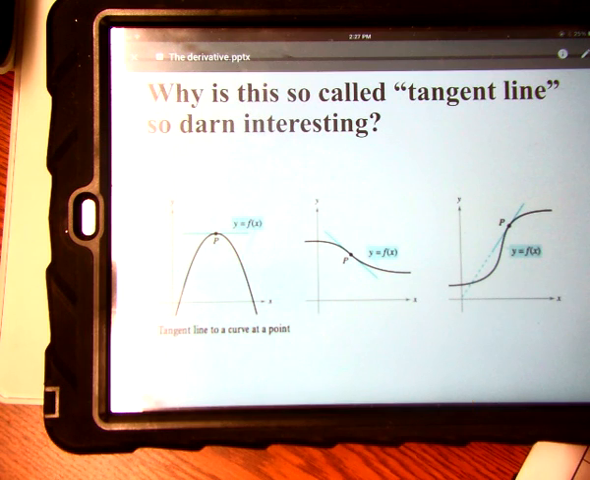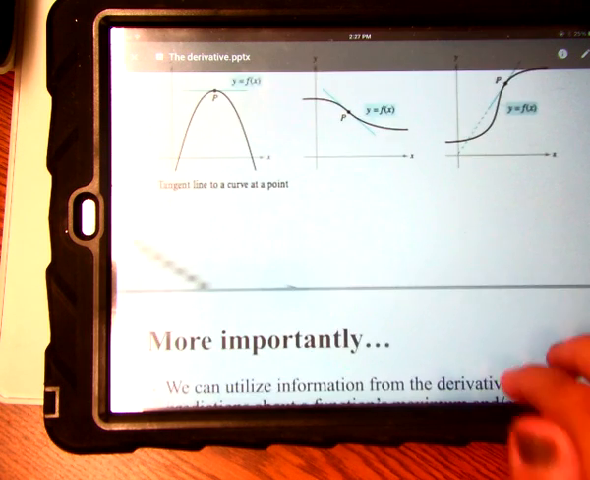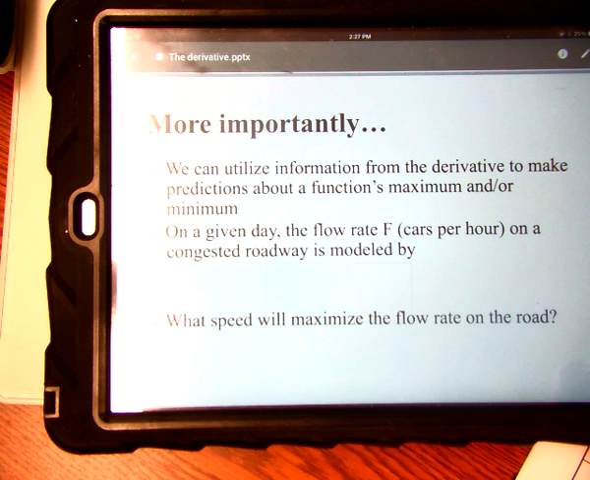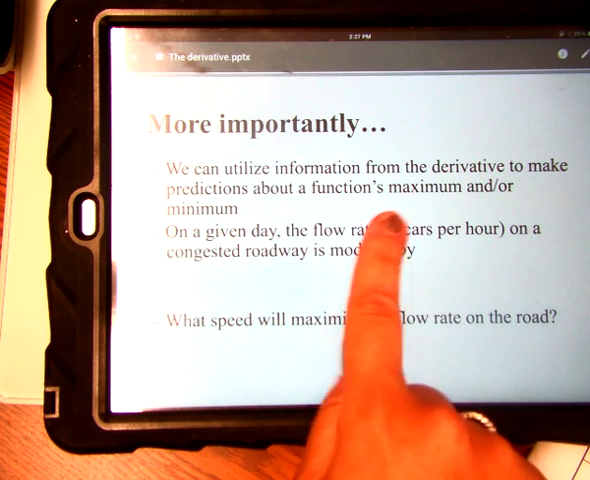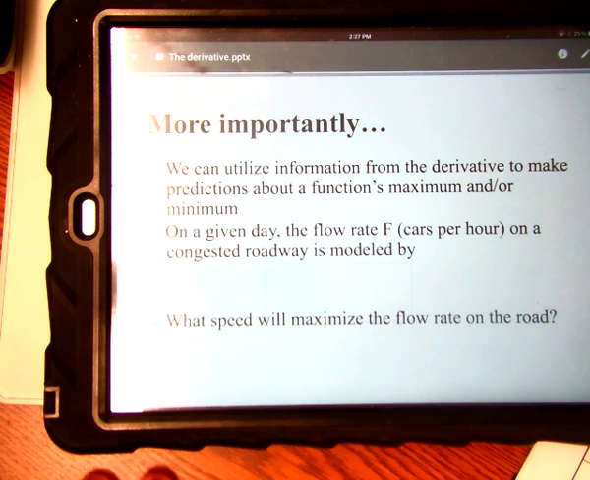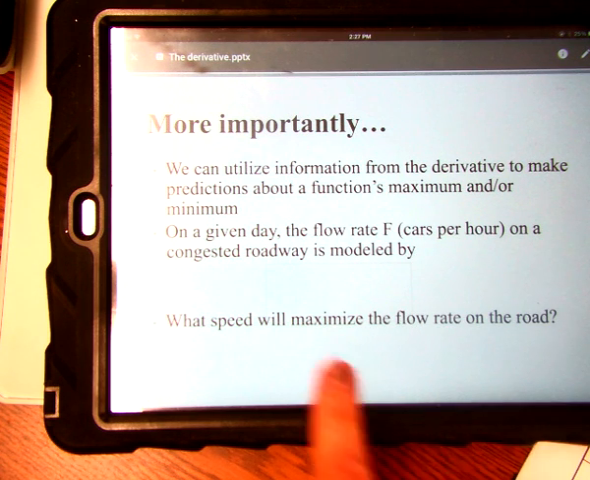So it really is an important business concept, okay? More importantly, we can utilize information from the derivative to make predictions about a function's max or min. So that's the places where the tangent line is 0. Okay, there's one about infrastructure, right?